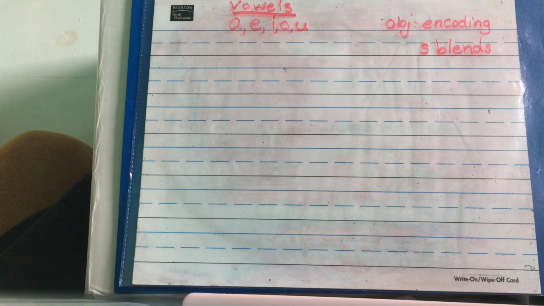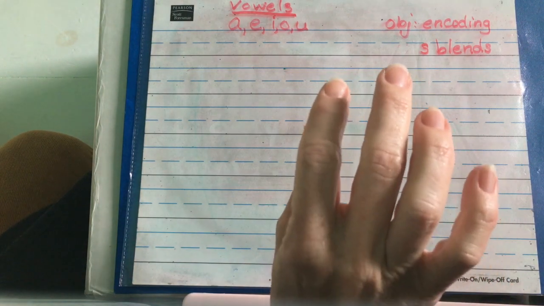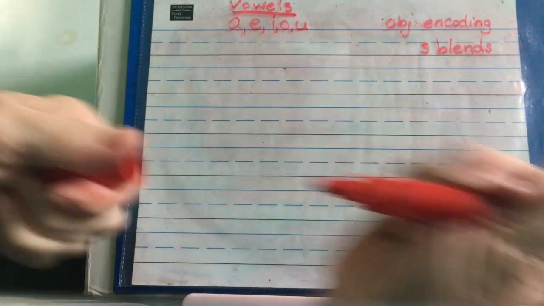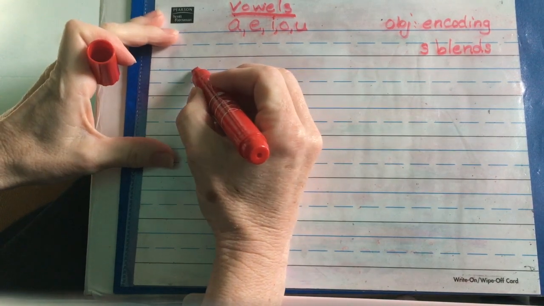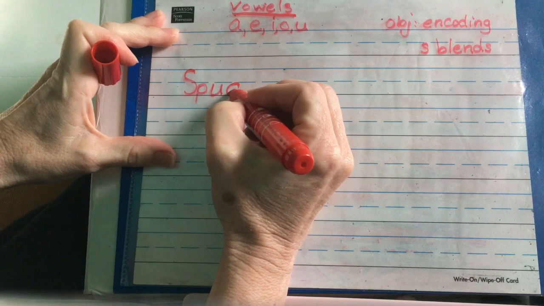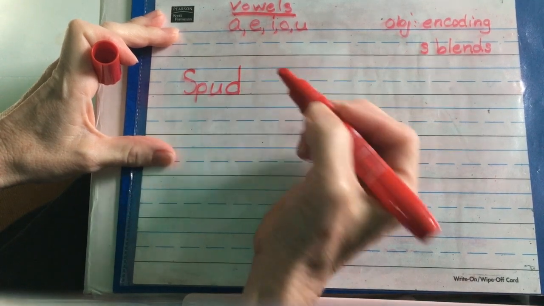I just read a story where the dog's name was Spud, so I thought that would be a good word to start with. I'm going to tap the word Spud, Spud, Spud. Since it's his name, we're going to start with a capital letter, D. Starts like a C, draw a line down, makes a D.